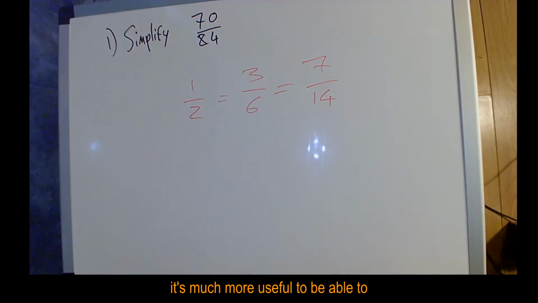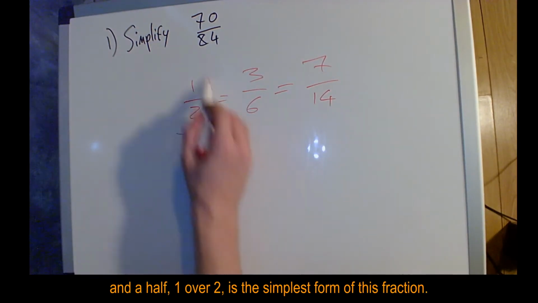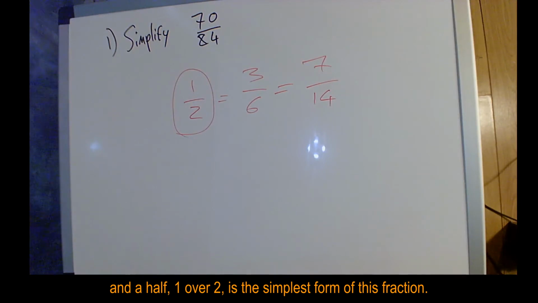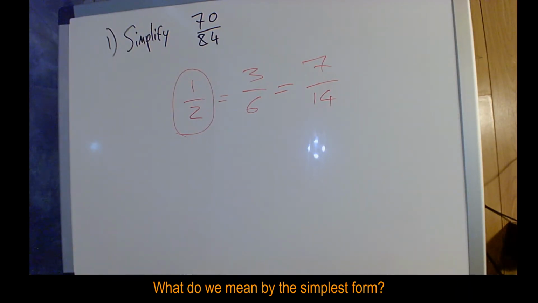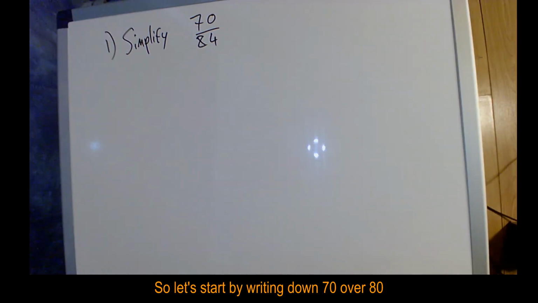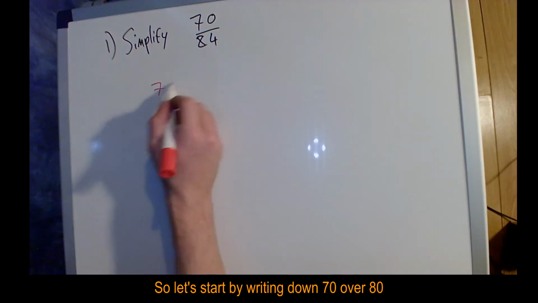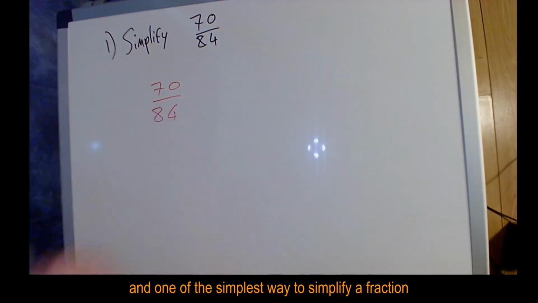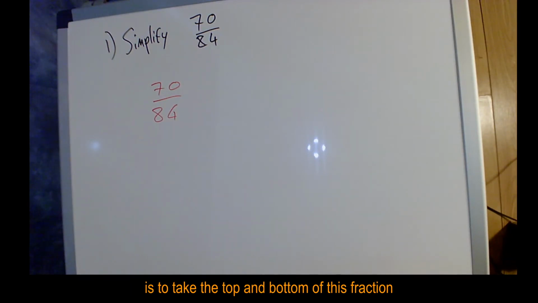It's much more useful to be able to write it in its simplest form, and a half, 1 over 2, is the simplest form of this fraction. What do we mean by the simplest form? Well, there are no common factors between the top and the bottom of this fraction. So we'd like to do that with 70 over 84. So let's start by writing down 70 over 84. And one of the simplest ways to simplify a fraction is to take the top and the bottom of this fraction and write it down in its prime factorisation.